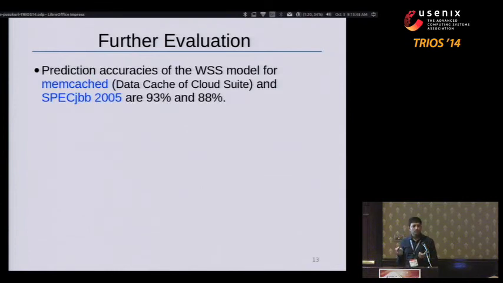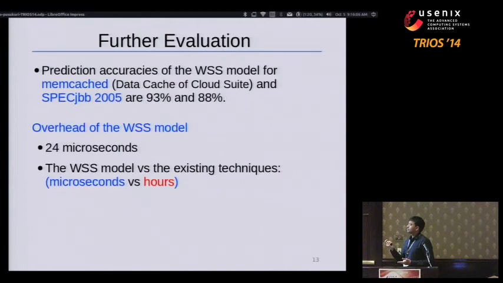We also evaluated this KNN WSS model with real workloads, for example, the data caching benchmark from CloudSuite, which is based on memcached, and SPECjbb 2005. The prediction accuracy is 93% for the memcached benchmark and 88% for SPECjbb 2005.